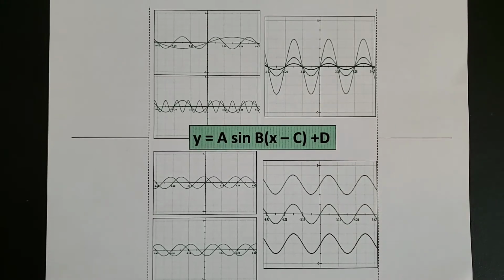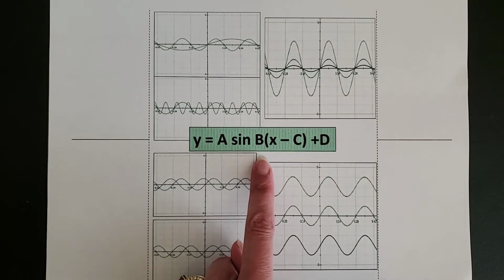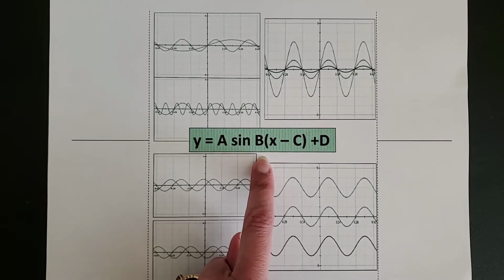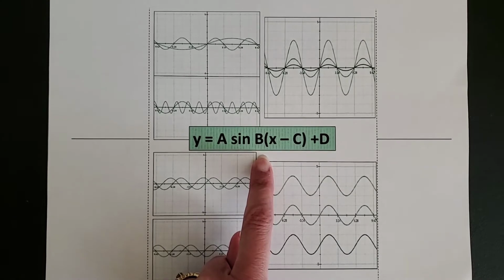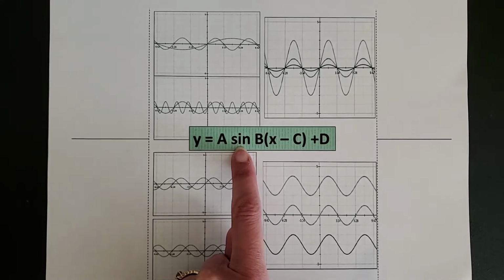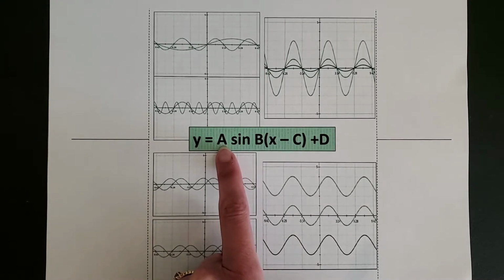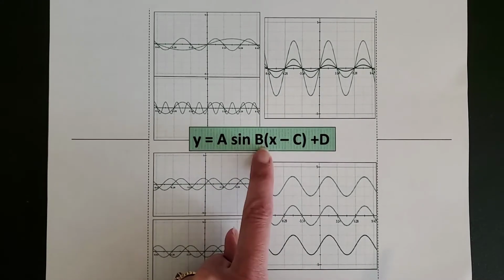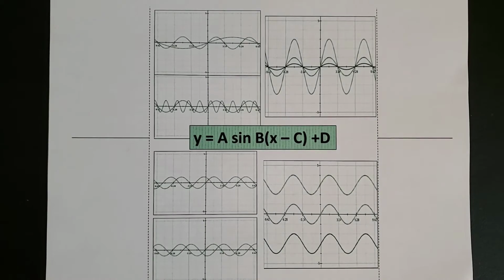So I'm looking here at a page of notes, and you can print this off if you like. This equation, y equals a sine of b parentheses x minus c plus d, represents your general equation for sine. And you could replace sine with cosine and have your general form for cosine. And there is a role that A, B, C, and D play. They change the graph in a specific way.